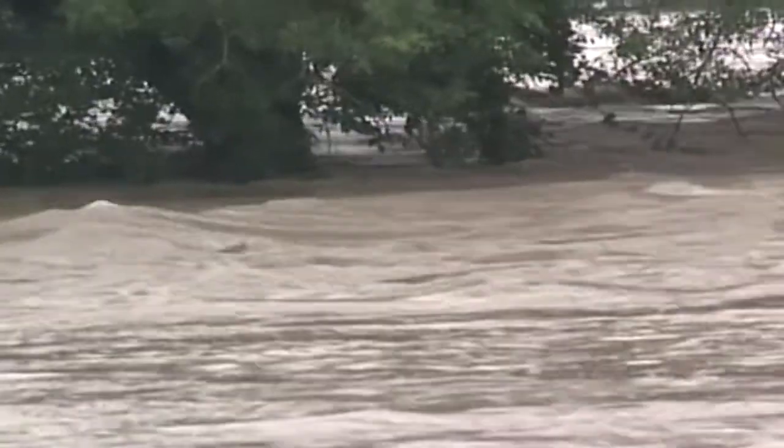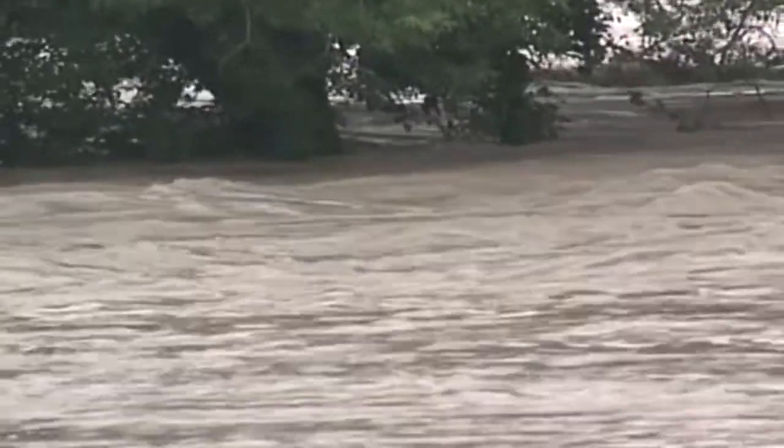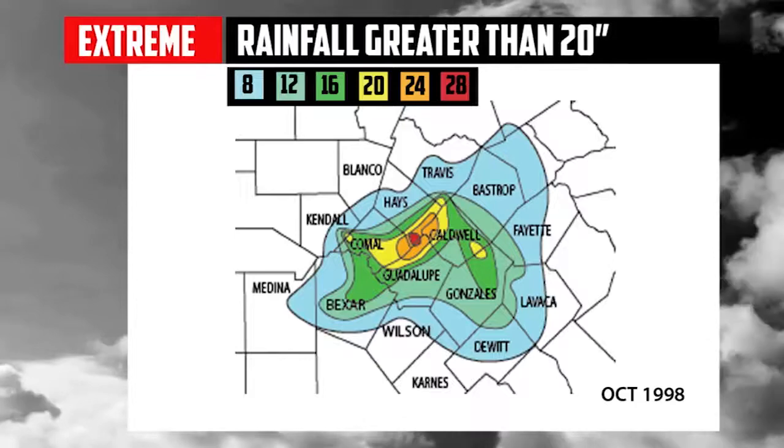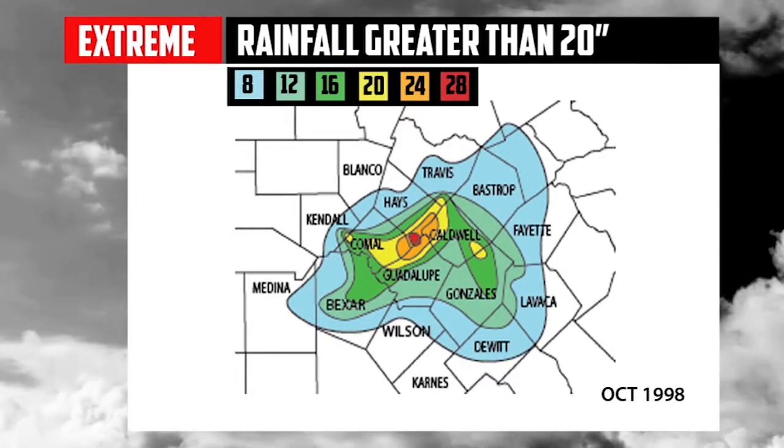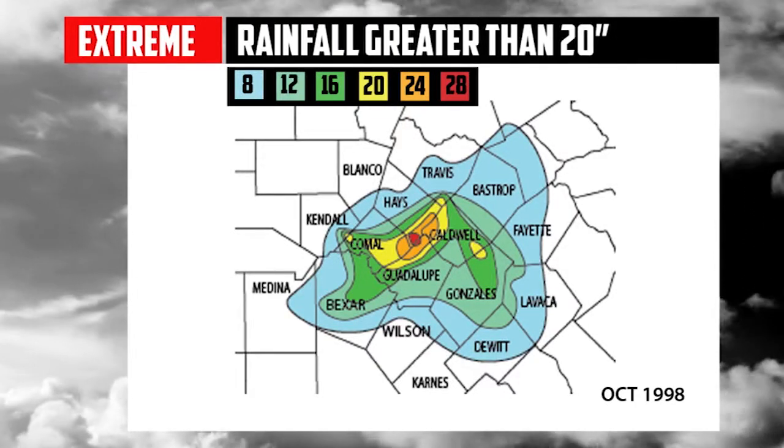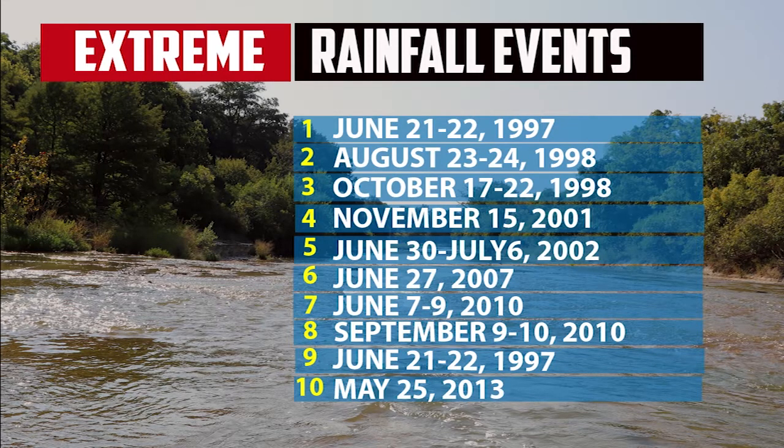Central Texas is the most flash flood prone area in the United States, and the National Weather Service terms it Flash Flood Alley. South Central Texas is no stranger to heavy rainfall events. The region is covered with 20-inch rainfalls. The top 10 rainfall events brought rainfall totals near or above 20 inches.